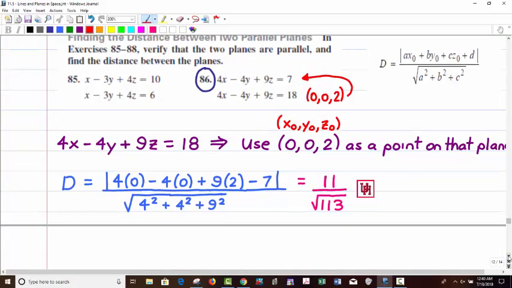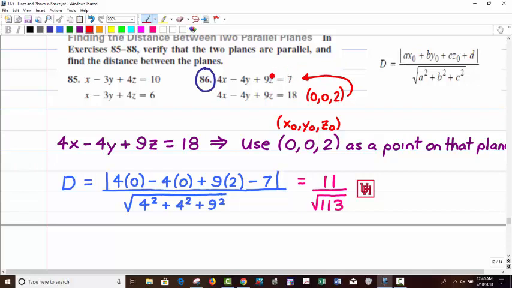Distance between two parallel planes, same thing. I chose the bottom equation to be my point. I'm always kind of looking to see whichever one I can maybe not have a fraction if possible. Not that I'm afraid of fractions or anything, but it's a little easier. So this one I looked at and saw, hey, if I let those two be 0, I'd have 9z equals 18. So 0, 0, 2 would be my point right there. So I'm using 0, 0, 2, which means I'm using the top one as the plane equation right here.